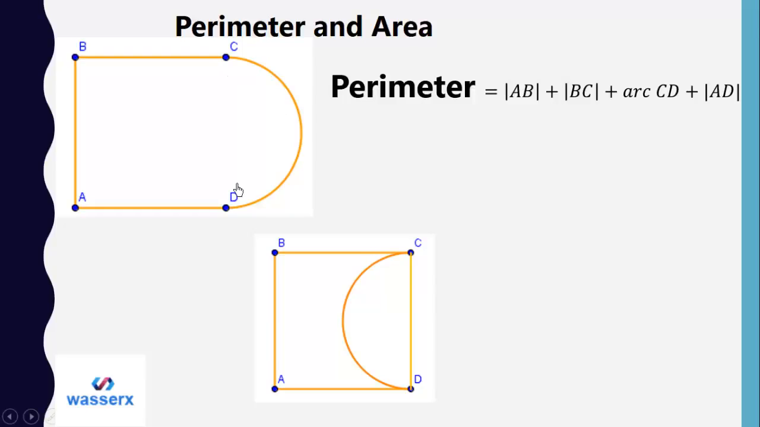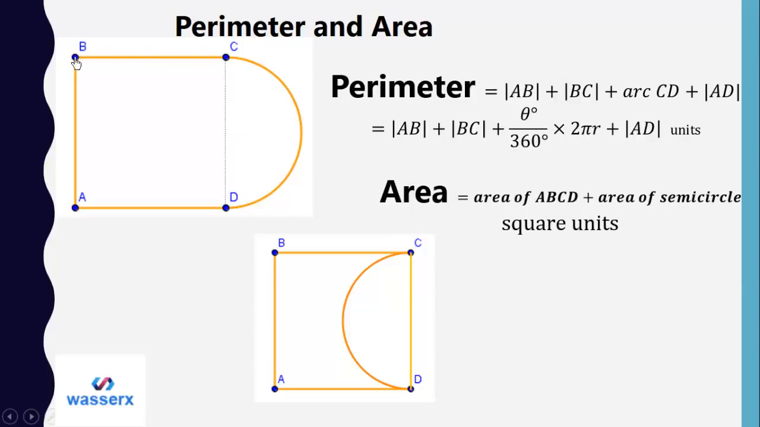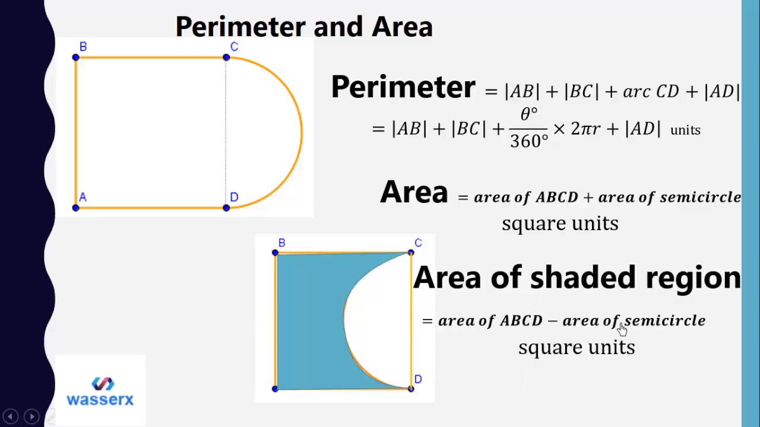So we can use the formula that we just talked about, theta over 360 times 2 pi r. This time the angle created by the semicircle is 180 degrees. So we sub in 180 degrees. We are going to get 1 over 2 times 2 pi r. That will give us pi r. We can find the area of this composite shape as the area of ABCD plus the area of the semicircle. The area of the shaded region over here is given by the area of ABCD minus the area of the semicircle.